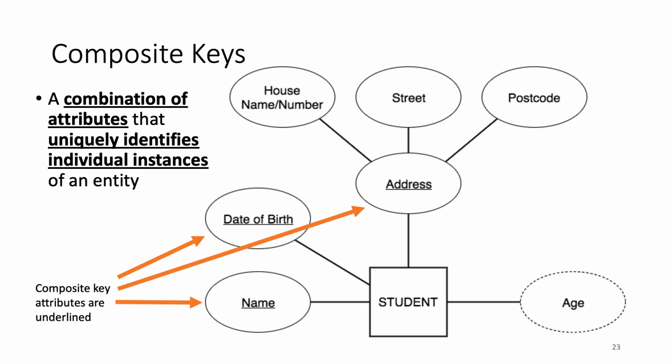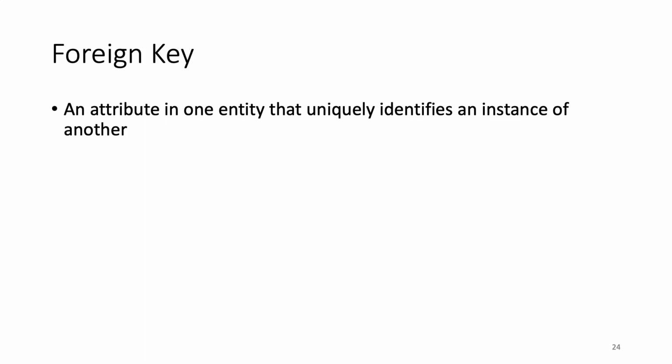Now we've started talking about normalization, we've started talking about splitting entities out and how they relate. We've also introduced the concept of a foreign key. So a foreign key, an attribute in one entity that uniquely identifies an instance of another. So we have an attribute within our record that is the primary key in another entity over here.